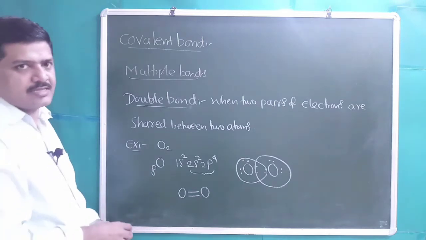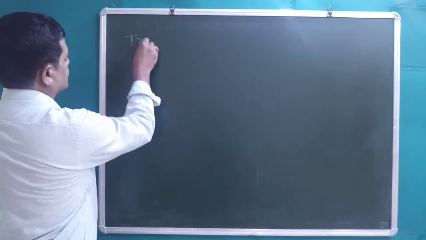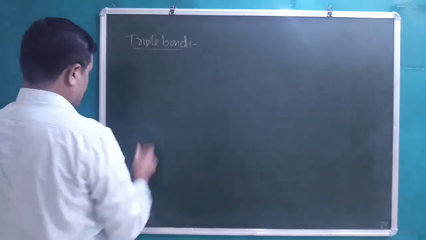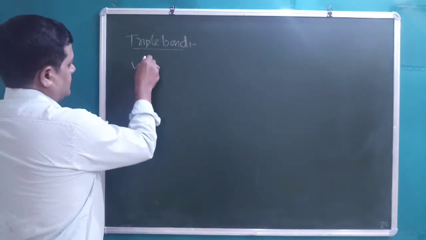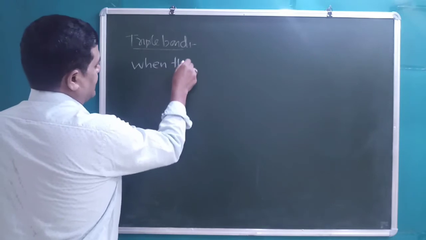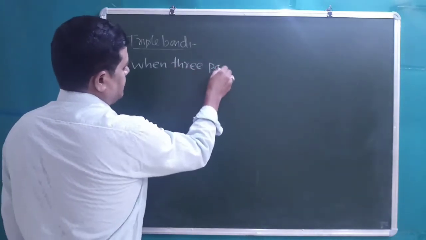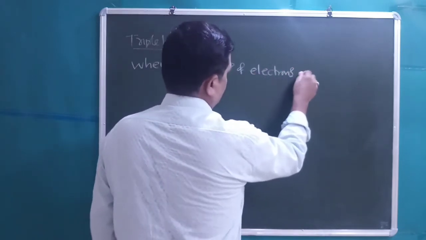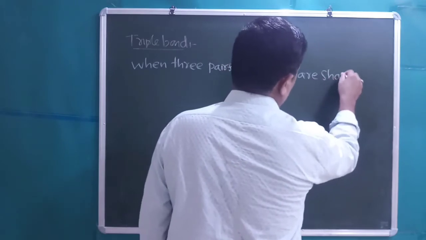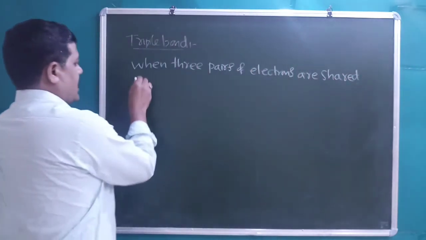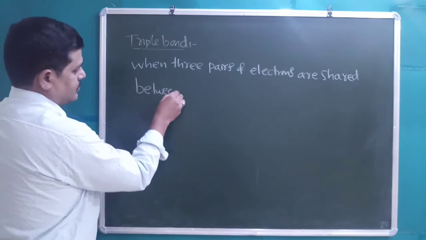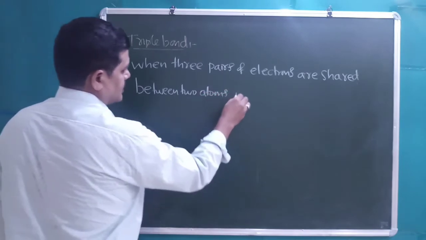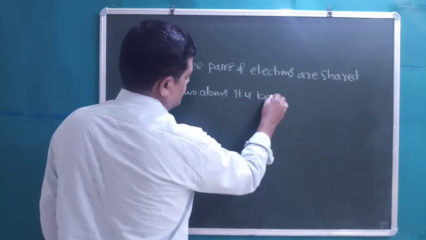Triple bond we will discuss now. When three pairs of electrons are shared between two atoms, it is known as a triple bond.